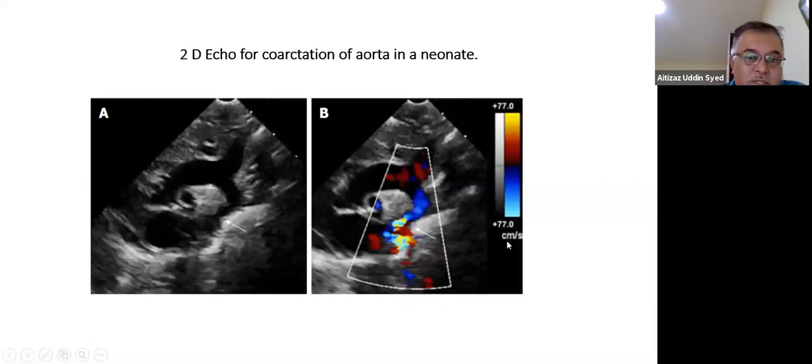Echo mostly will pick up not only this lesion, but will also tell you whether he has a bicuspid aortic valve, a VSD associated, or other lesion. So echo gives you more information instantaneously and in a non-invasive way, and has become the gold standard for this reason: you know way beyond the coarctation area, what else is wrong with the baby.